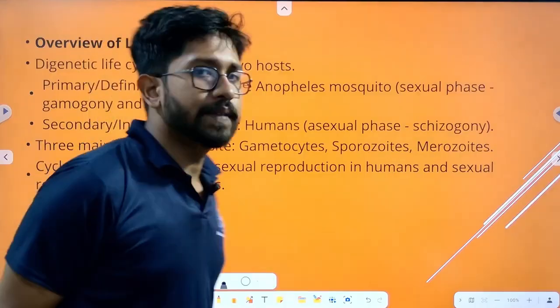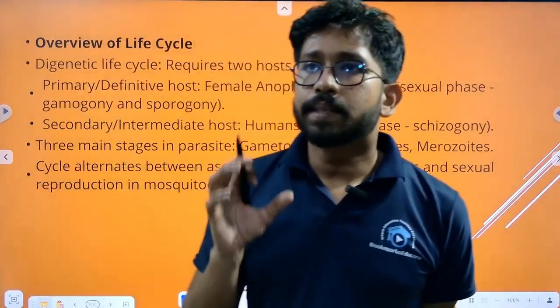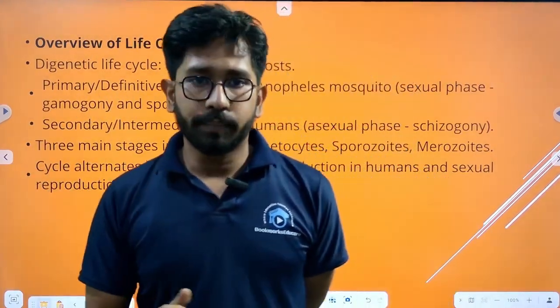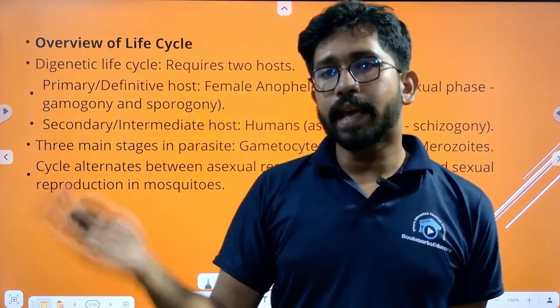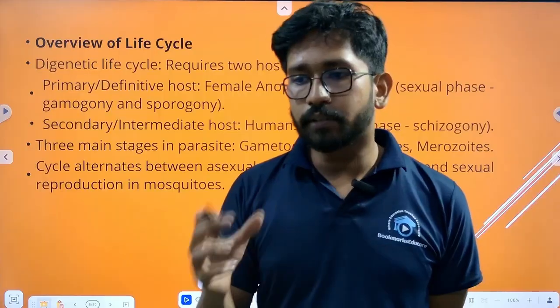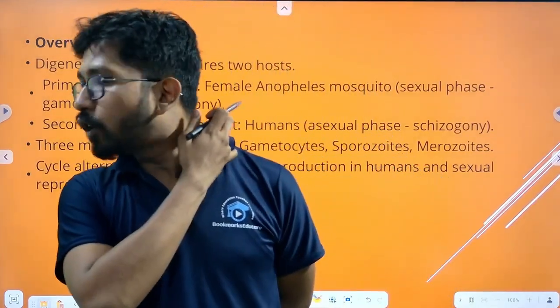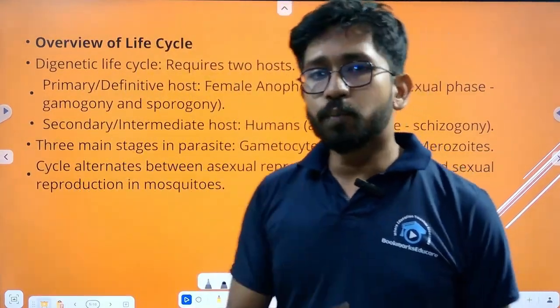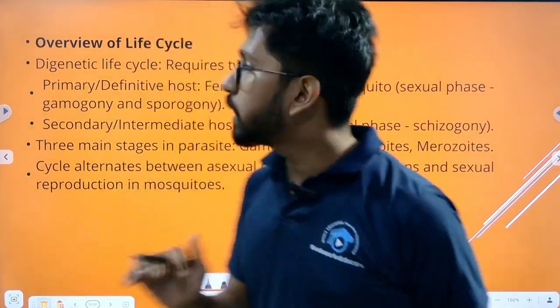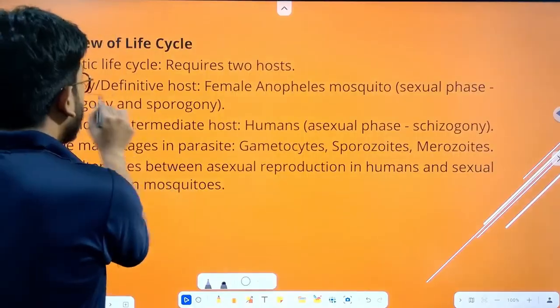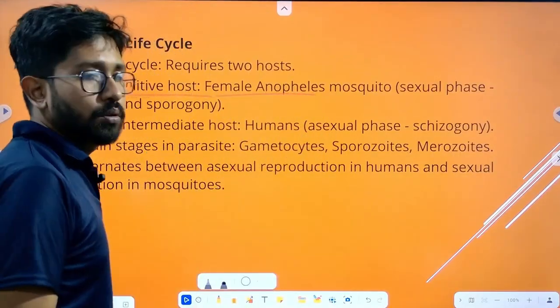So, an overview of the life cycle of malaria. See, Plasmodium is an obligatory parasite. That means they complete their whole life cycle, sexual and asexual, in some kind of host. They cannot survive without a host. For Plasmodium, human and Anopheles mosquito are both hosts, but there is a little difference. The primary and definitive host is the female Anopheles mosquito.